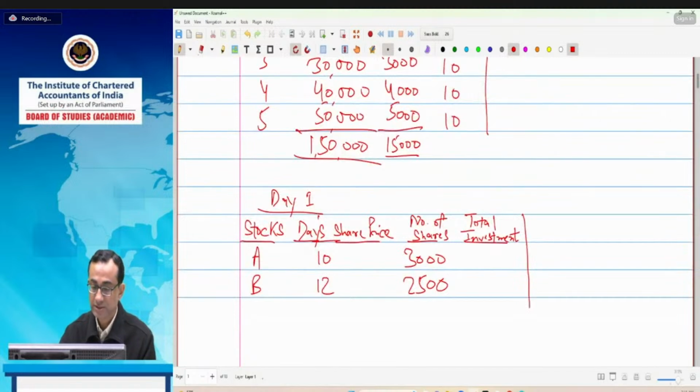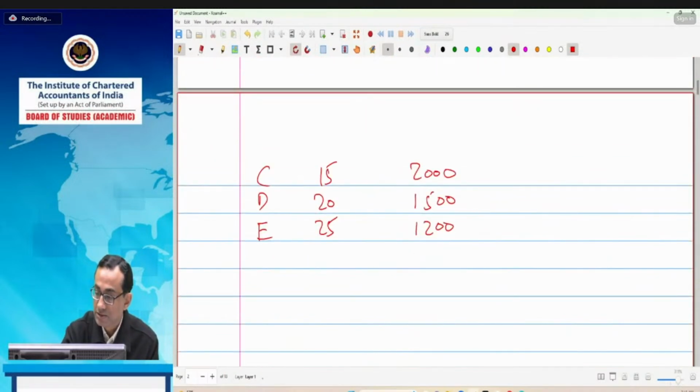So total investment is the share price multiplied by the number of shares. So 3,000 multiplied by the day's share price of 10, it is 30,000. And 12 into 2,500 will be 30,000 in case of B also. In C also, it is 30,000, and 30,000 in case of E also. So total amount invested is 1,50,000.